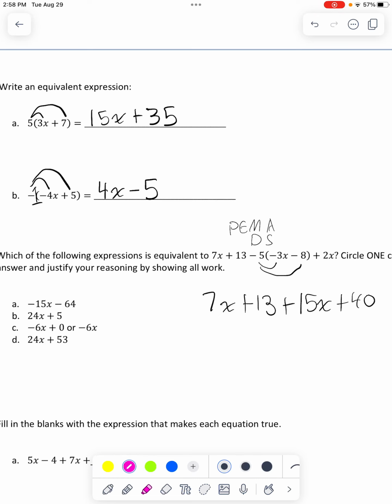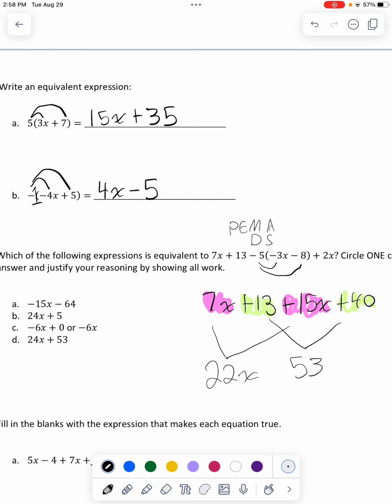Now notice we have a bunch of different types of terms. So I'm going to get my highlighter out. I'm going to highlight the like terms the same color so that I know what I'm combining, which makes it easy for me. 7x plus 15x is 22x. 13 plus 40 is 53.